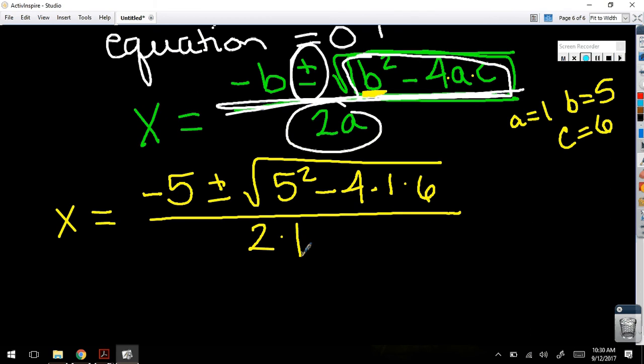Okay? Now we're just going to go through, but now we're not STAD mapping anymore. We're simplifying, so we're using PEMDAS. All we did was plug in.